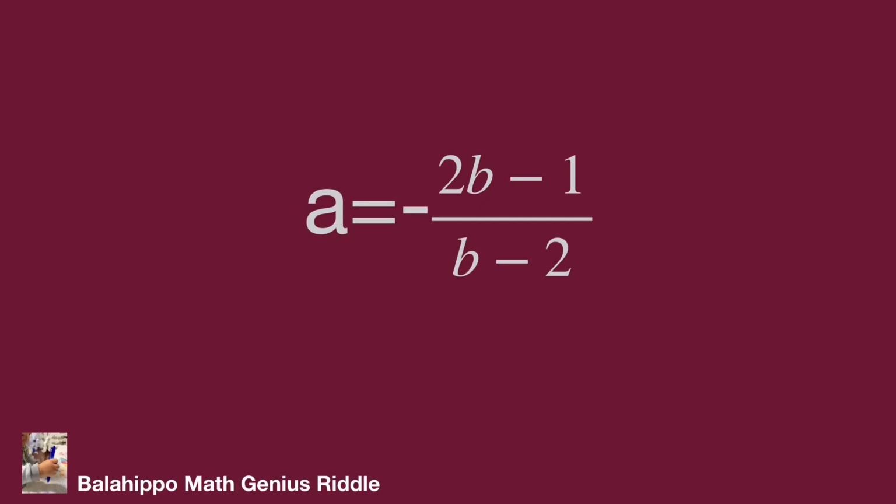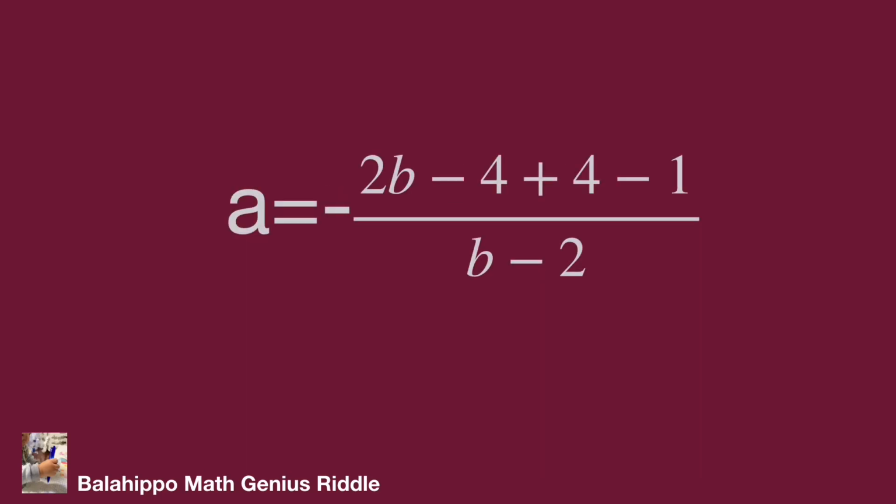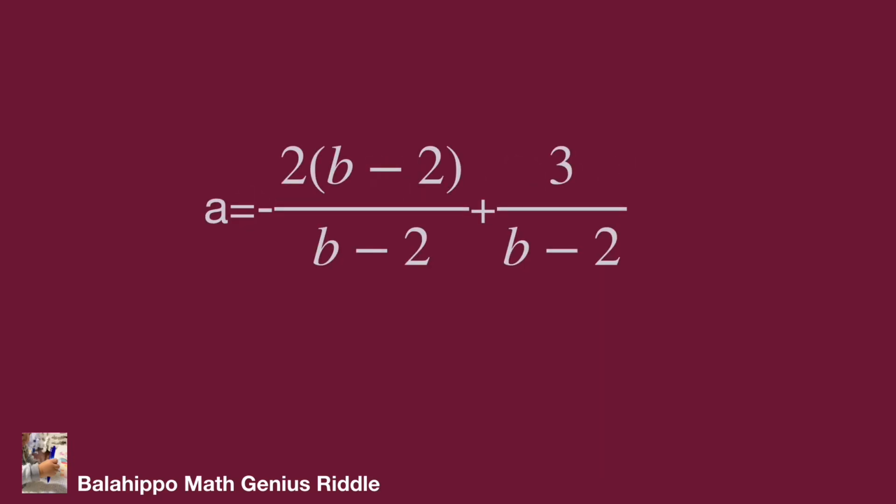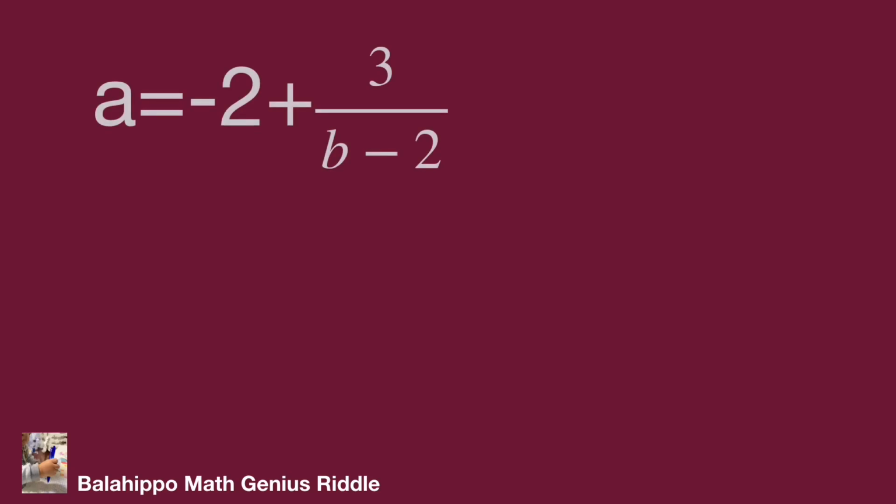The denominator of the fraction is B minus 2. I'm going to generate a B minus 2 factor in the numerator, so add minus 4 and plus 4 in it. After that, the fraction becomes 2 times (B minus 2) plus 3 over B minus 2. The fraction on the right side is distributed into two fractions. Finally, we get A equals minus 2 plus 3 over (B minus 2).